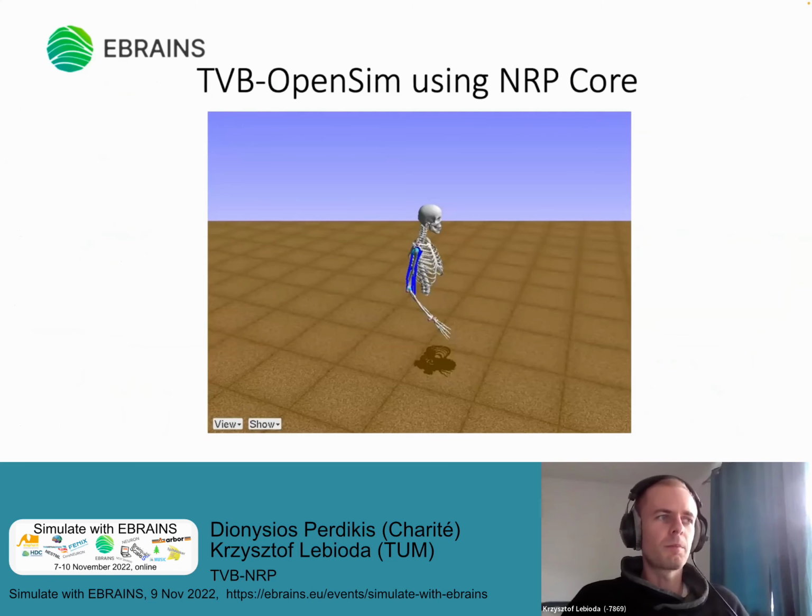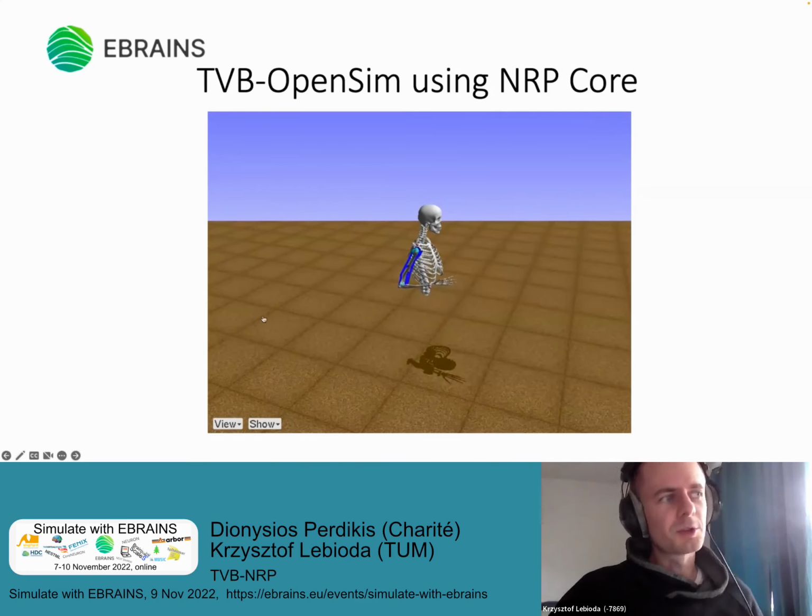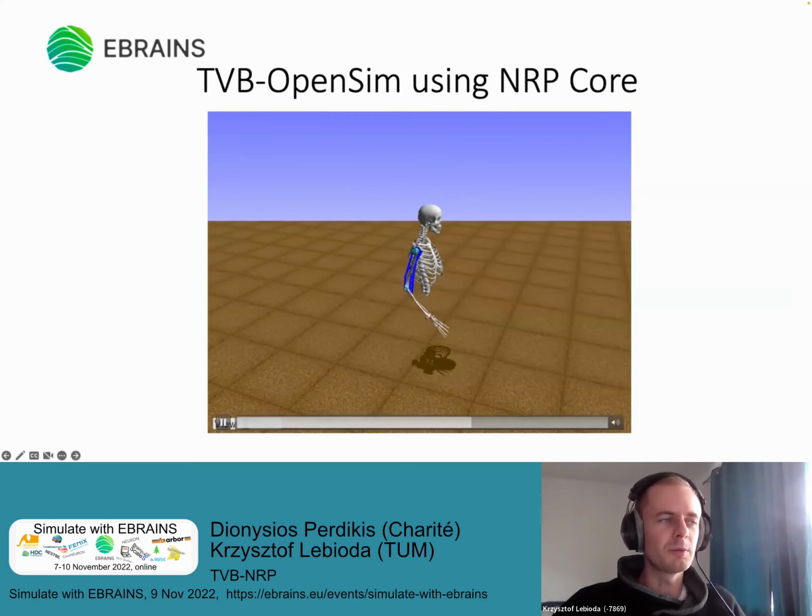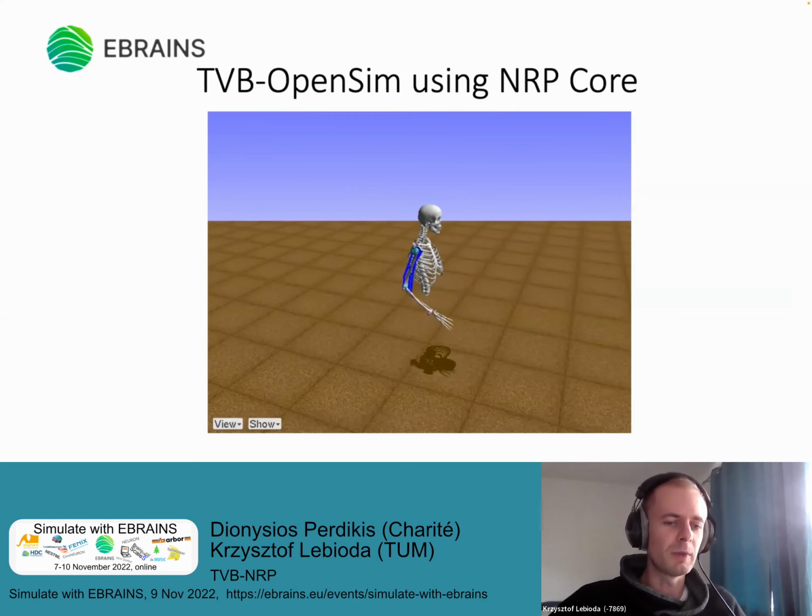Yes, so apart from interfacing TVB only with Gazebo, we also tried interfacing TVB with OpenSim using an RP core. This is an example of a very simple proof of concept where TVB provides motor commands to the musculoskeletal model in OpenSim. It's not really interesting from a scientific point of view, obviously, but it's a proof of concept that we can interface TVB with many different simulators. And I think it's promising.